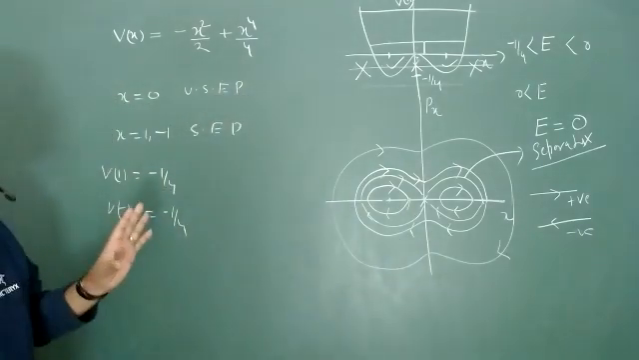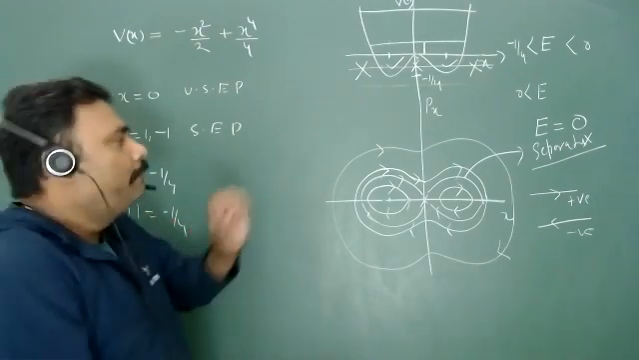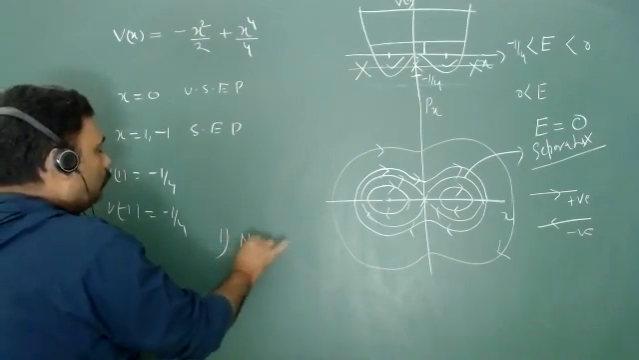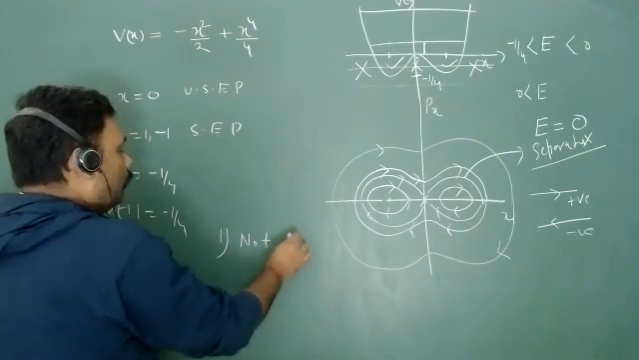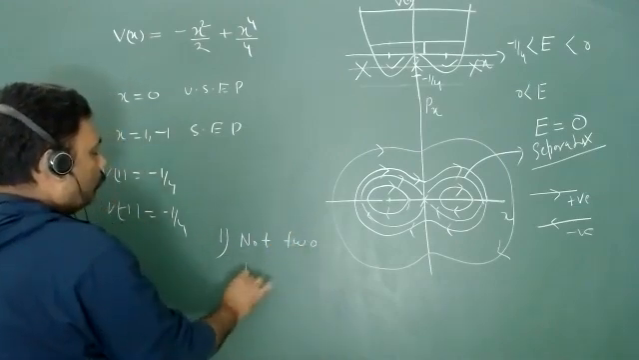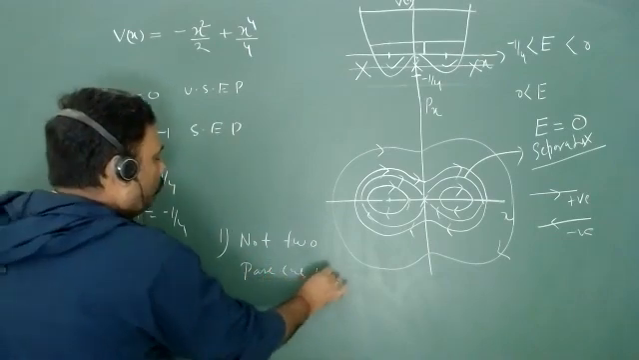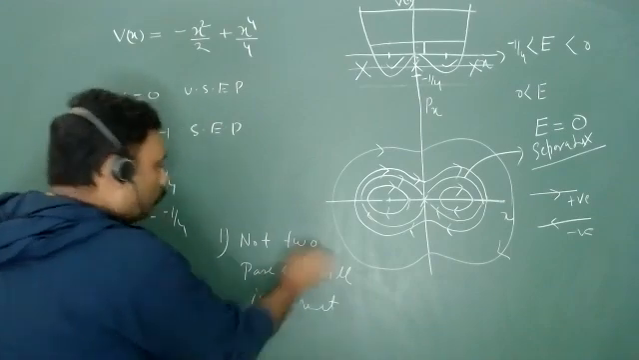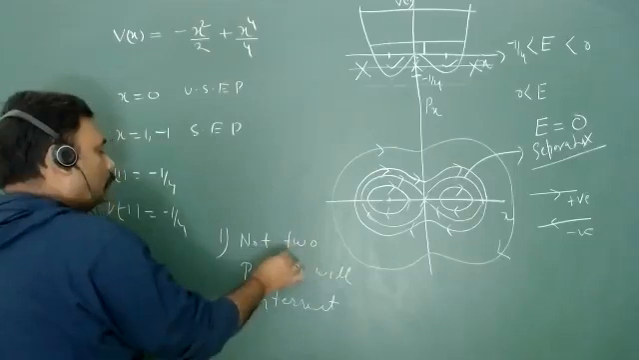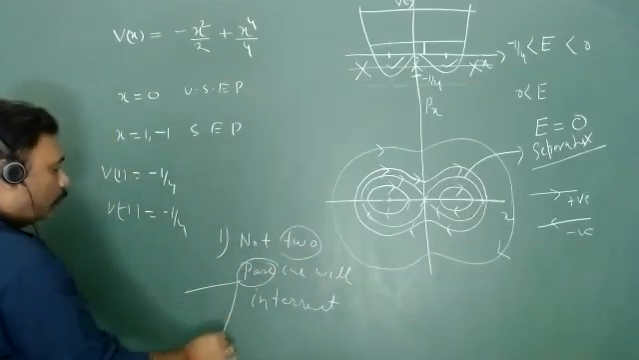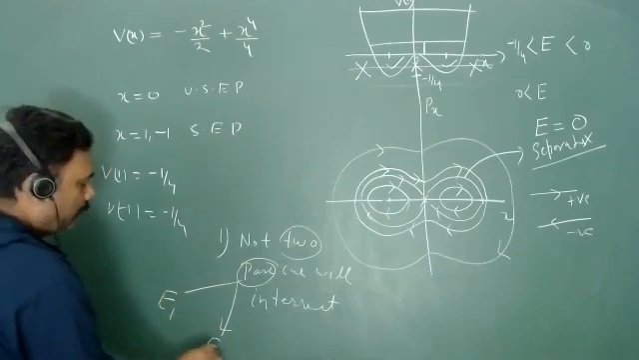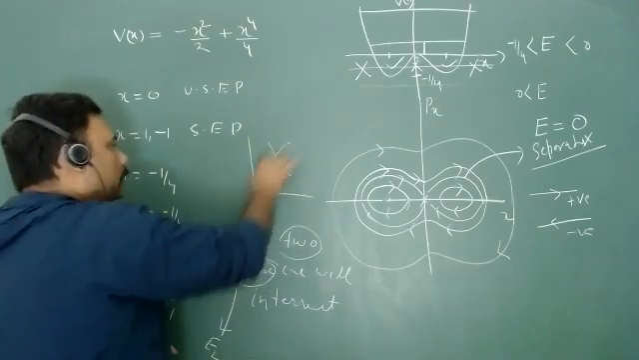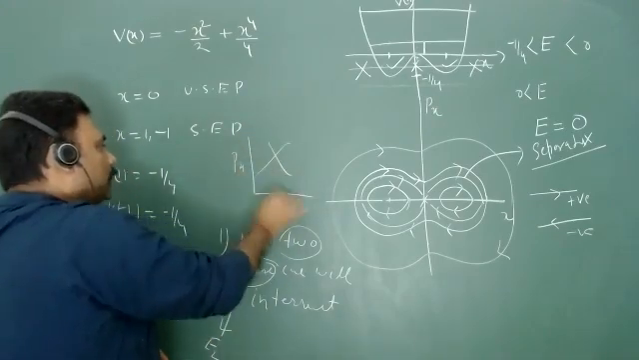Now, what should be the property of a phase curve? The most important property is that no two phase curves will intersect. Two phase curves means two different values of energy, E1 and E2. Suppose you have two different values of energy, they can never intersect. No, never. P_x versus x.